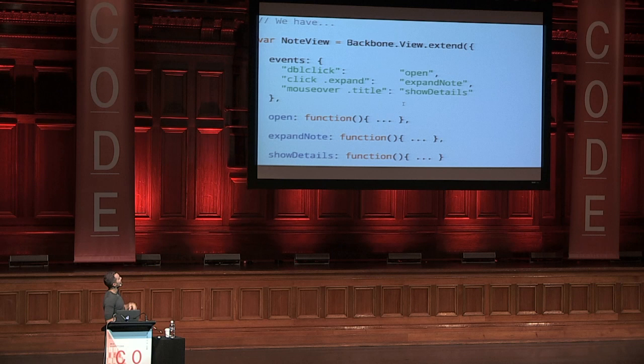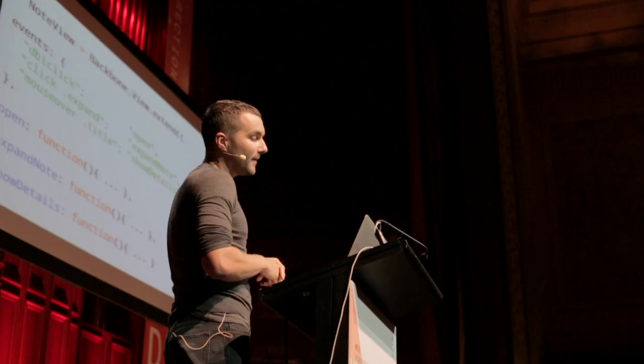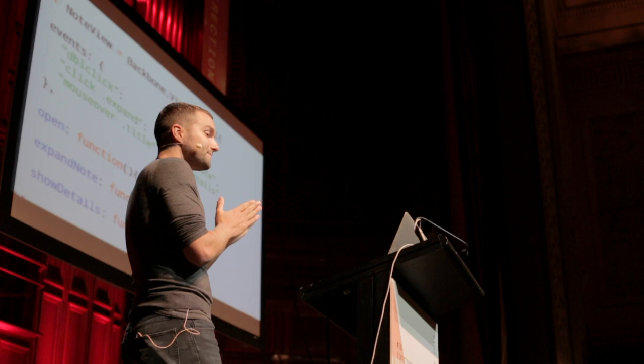Whenever I mouse over the title, it should show the details. And then you can implement it there. So Backbone views don't do very much for you. They're mainly there to give you a place to organize a logical chunk of UI that can react to changes in a particular model or piece of your application.